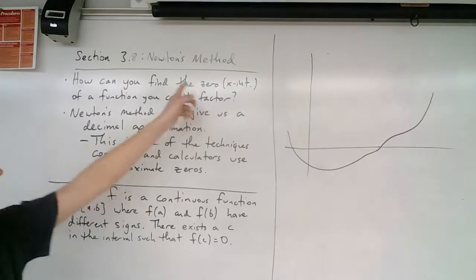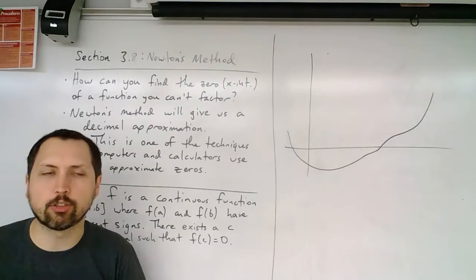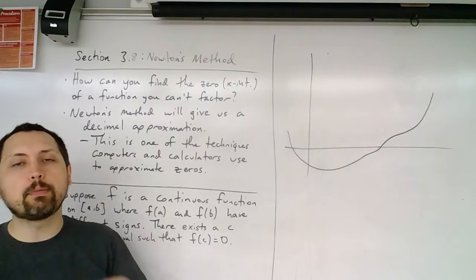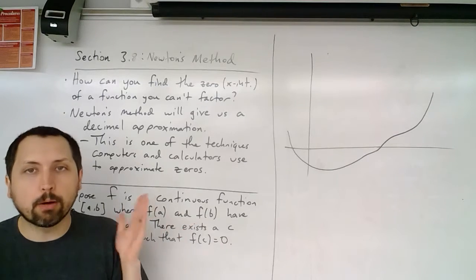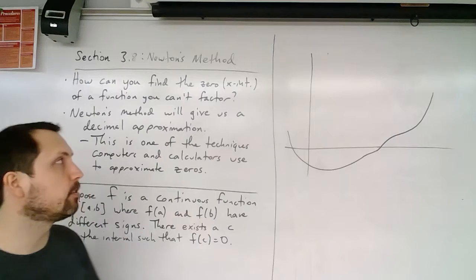So Newton's method is going to help address this. Newton's method gives us a decimal approximation, so we will not be getting exact values. We will be getting decimal approximations, and they're going to be very long, but we're going to want to use as much of the decimal as possible.